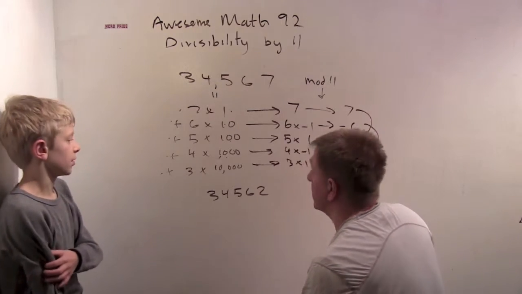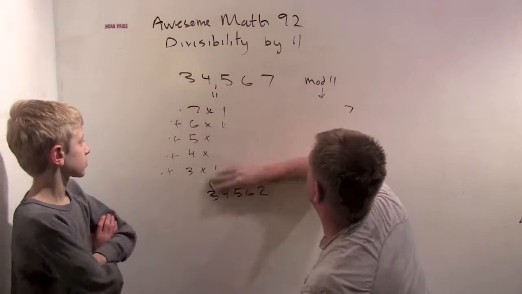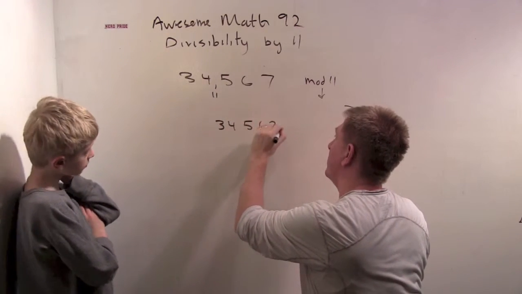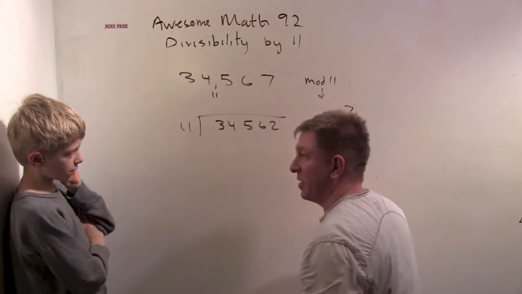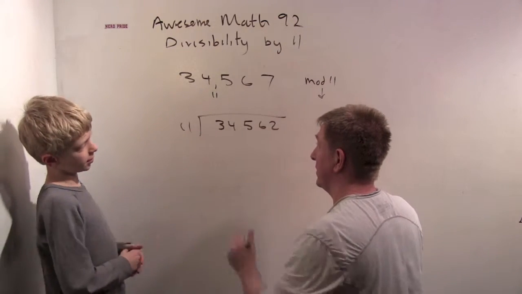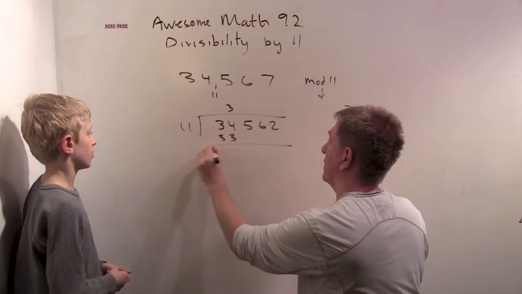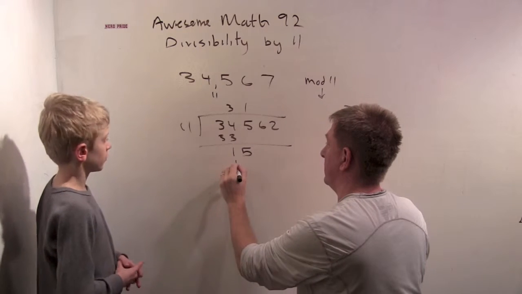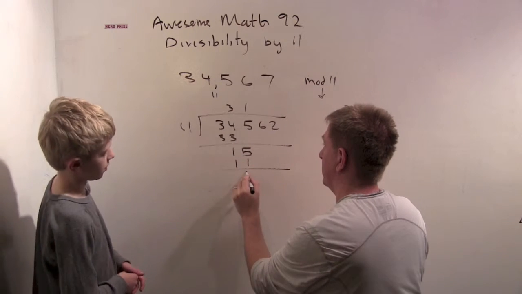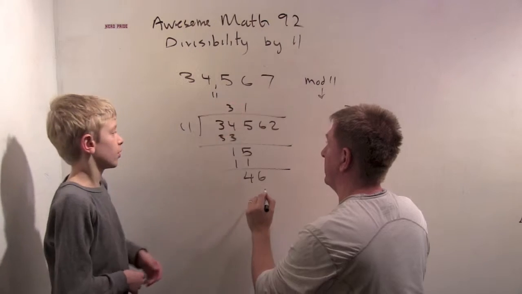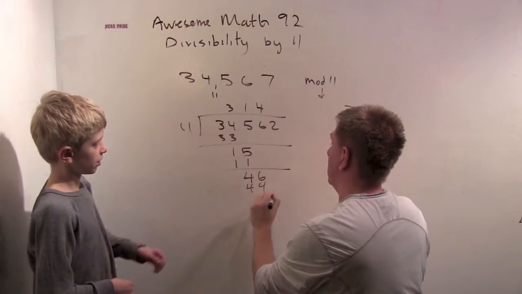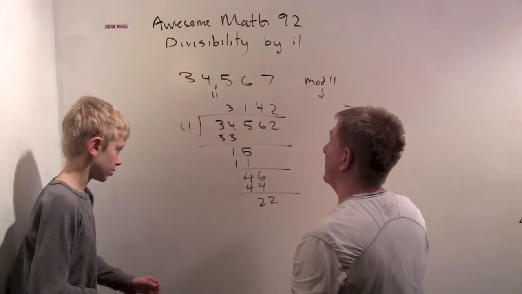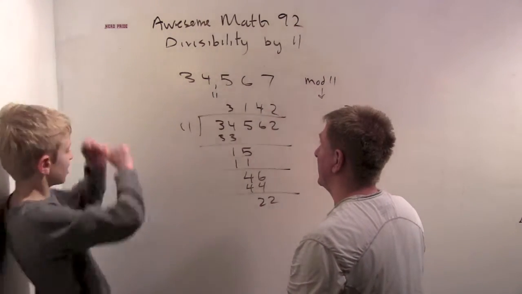Let's just do the division real quick. Let me erase all this, just to be sure we stay on camera for all the long division. 34,562 divided by 11. 11 goes into 34 how many times? It's 3. And so on, and we get 3,142. Yay, it did.